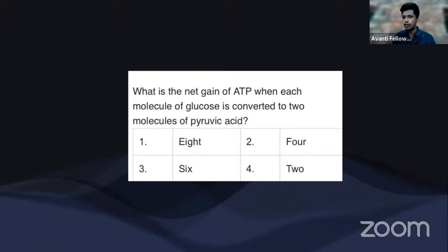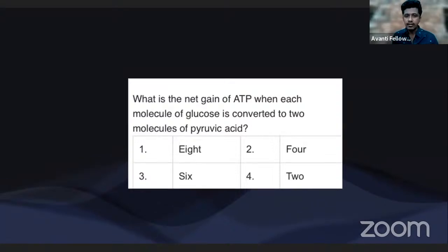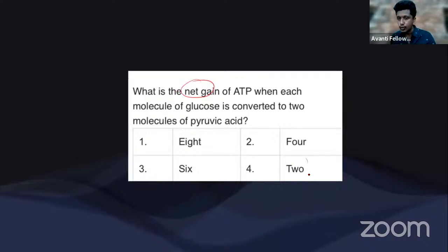4 minus 2 would be how much? 2, correct, because we invested 2 and we got 4. So the net ATP that we have is actually 2. Remember this. Whenever net gain is asked, you go for 2. Net gain means after your investment, what is your profit? I told you we invest 2, we gain 4. 4 minus 2 is how much? 2. This is called net.